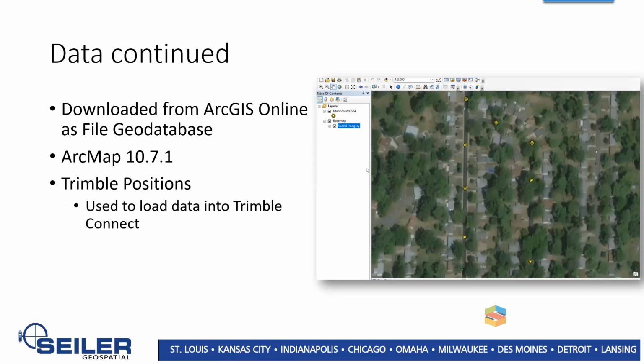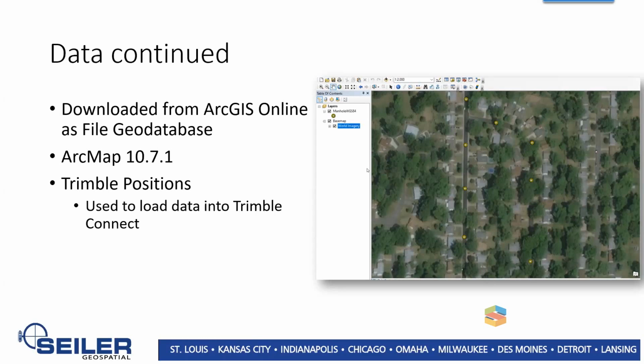Now, once I download that data from a file geodatabase, I can take that zipped file and load it directly into Connect. If you have existing information sitting in ArcMap and you have access to Trimble positions, there is a data uploader that you can use to select your data and upload it directly into Trimble positions to Trimble Connect and have your data ready to use with SiteVision.